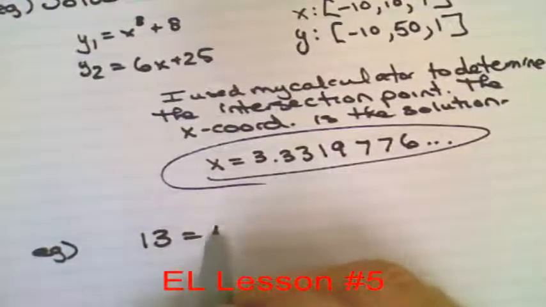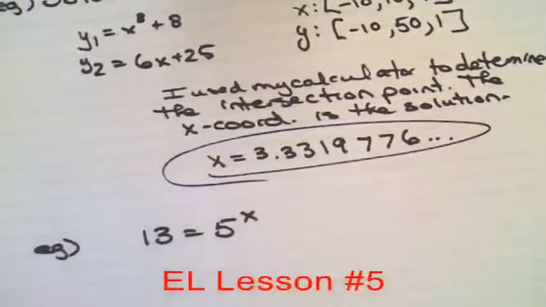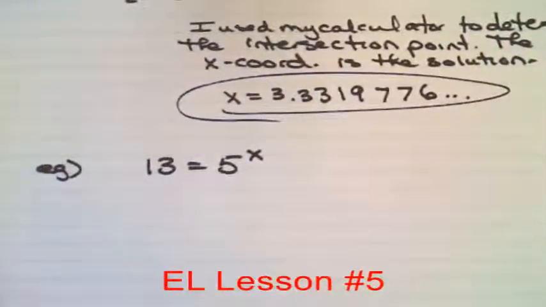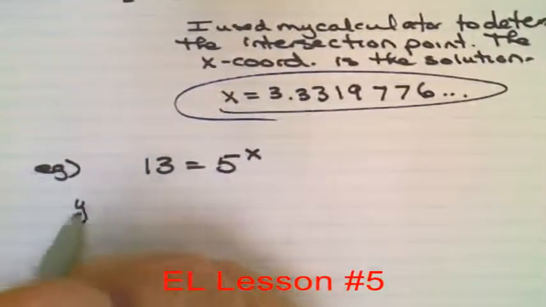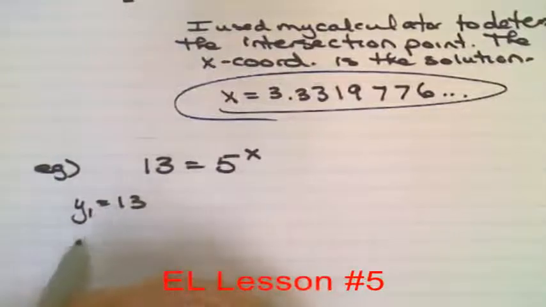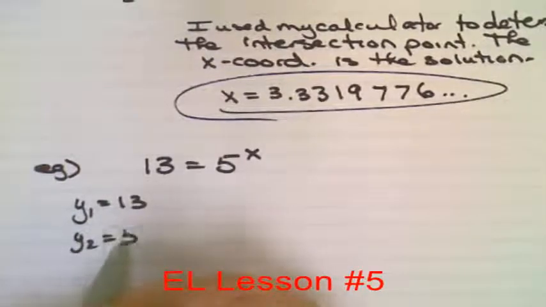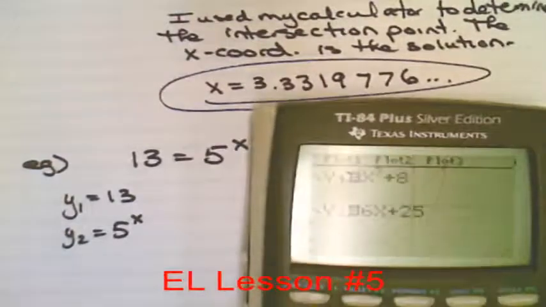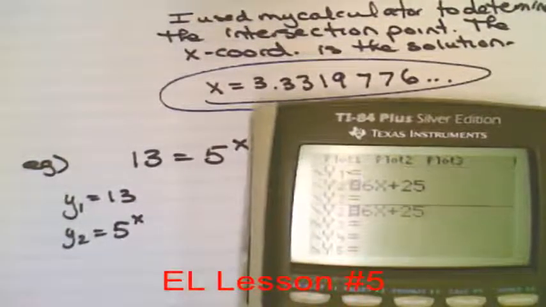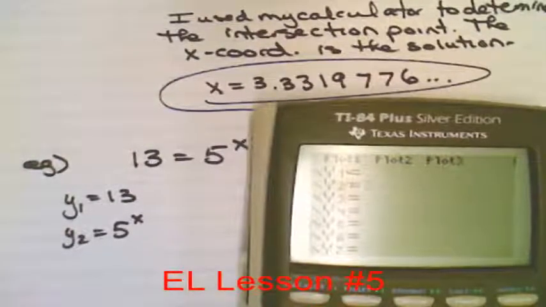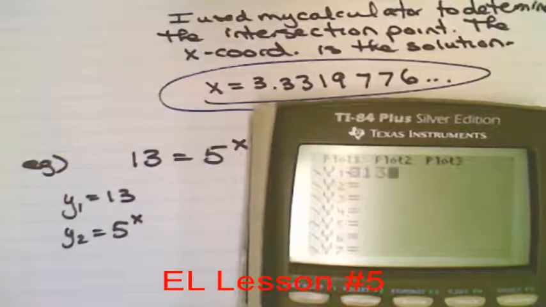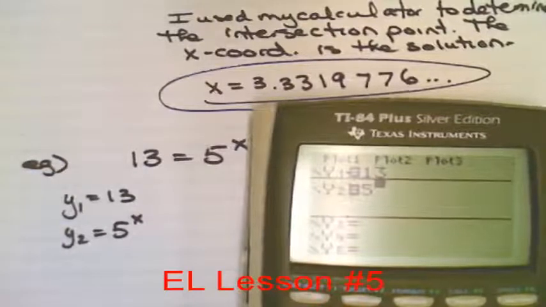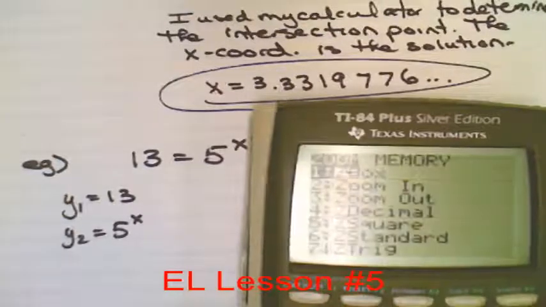Now from there you can solve virtually anything. Doing this, you can solve any sort of particular function. I can give you one that's exponential. So if I give you one like this, and we did something like this before, 13 equals 5 to the power of x, and I need to solve x. Okay. So I'm going to sketch y1 equals 13, y2 equals 5 to the power of x.